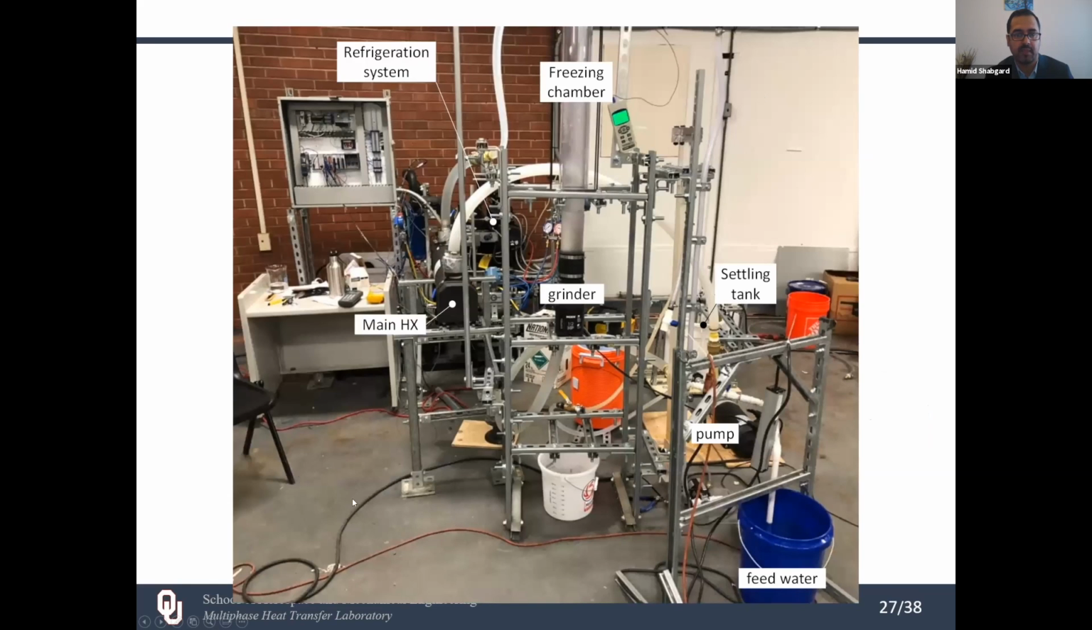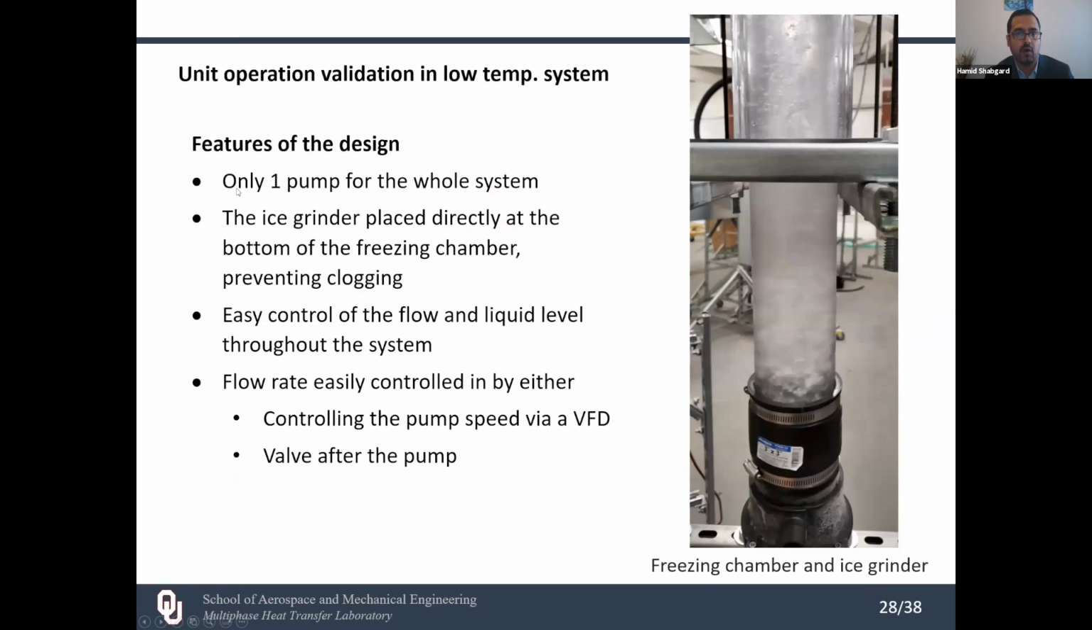Another view of the experimental setup, the heat exchanger. This is the grinder unit at the bottom of the freezing chamber, the freezing chamber itself, the settling tank, and the pump. So the whole flow loop works with only one pump. This ice grinder unit directly under the freezing chamber prevents the clogging. Clogging is an important issue in our system, and with introducing this grinding system, we could solve the clogging issues very effectively.